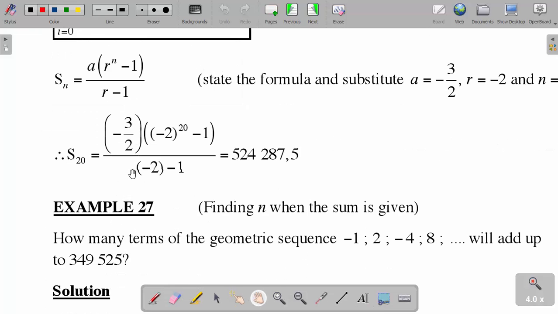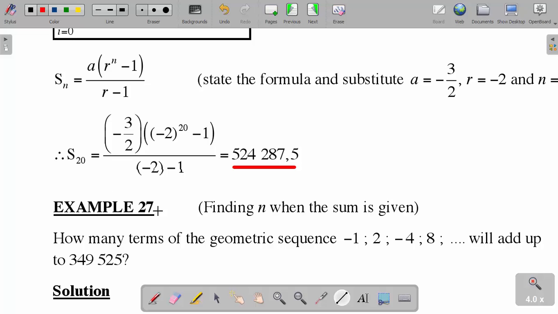So I get this one here. Now I advise you to punch everything which you see here on the calculator as you see it here to avoid errors. So when you do so, surely you're going to get this answer, which is 524,287.5. That's the sum of the first 20 terms of that series.